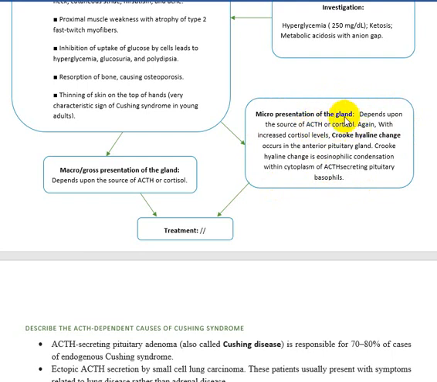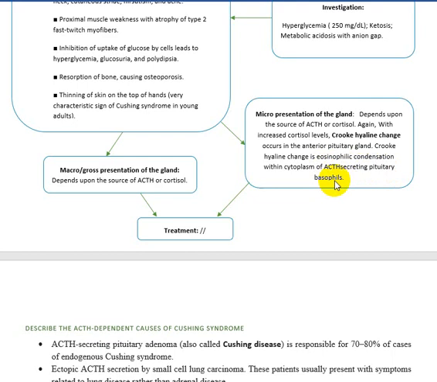Now, when you look at the level of the pituitary gland, Crooke-Hyaline change occurs in the anterior pituitary gland. Crooke-Hyaline change is an eosinophilic condensation of the cytoplasm in ACTH-secreting pituitary basophils. So you have Crooke-Hyaline changes, changes in the pituitary gland, when it is of the secondary type.